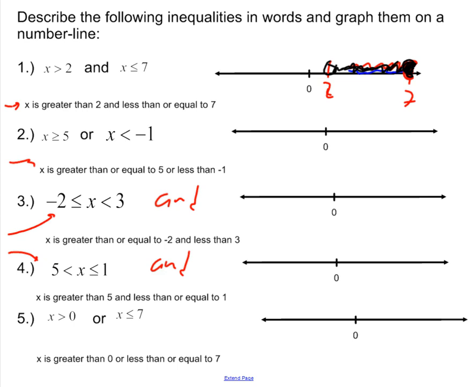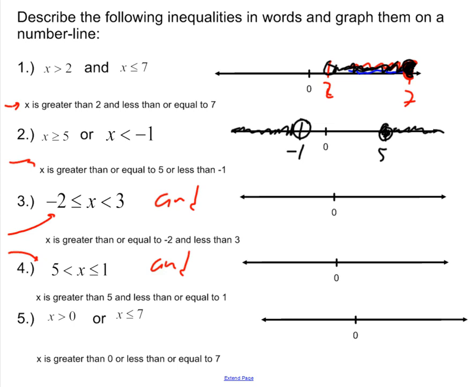When it's or, though, it's not the overlap, it's both of them. Here, x can be greater than or equal to 5, so here's 5, and I'm going to go greater than or equal to, and it's going to go this way. Or it could be x is less than -1. So here's -1. I'm going to put an open hole, and it can be either. With or cases, or inequalities, you get both regions. With and inequalities, you get the overlap.